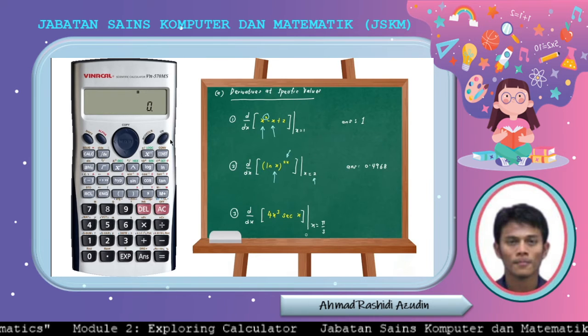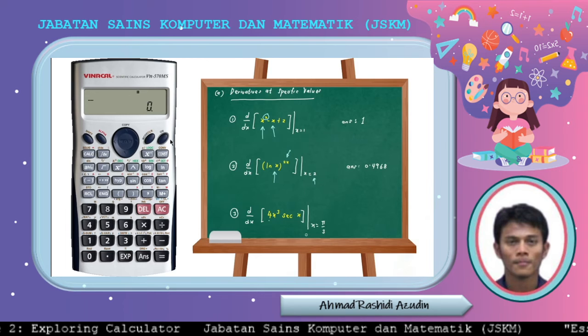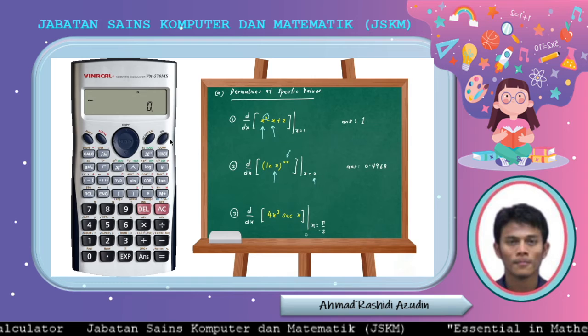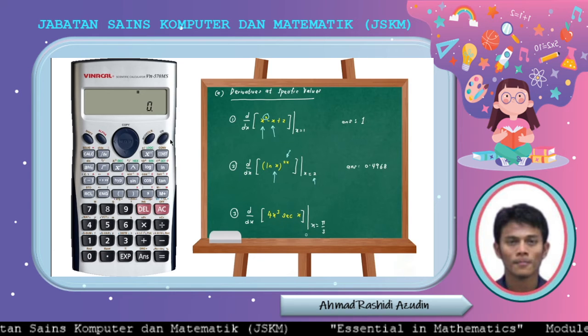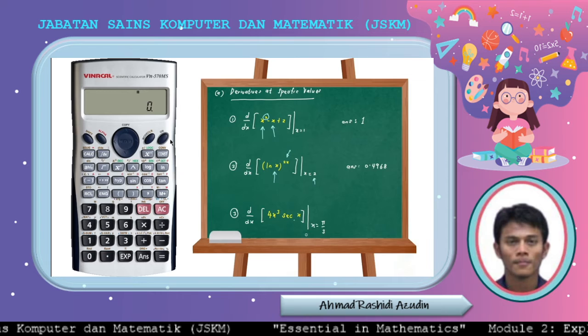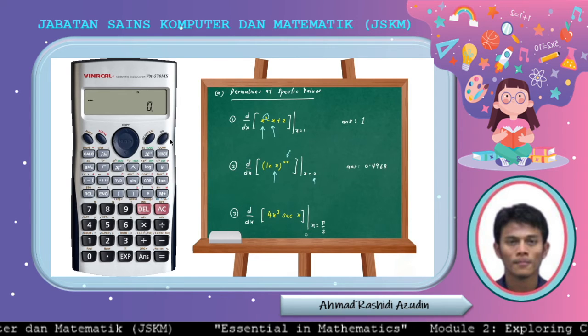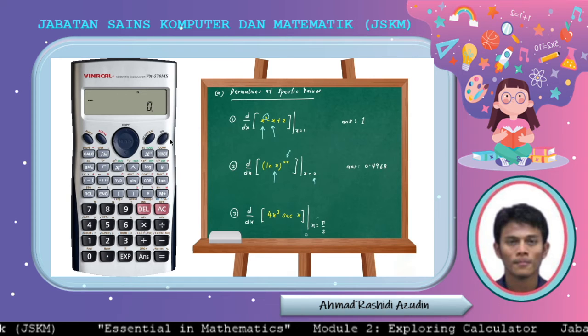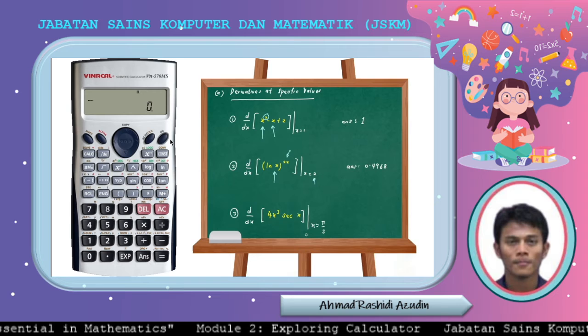Okay, now let's try another one, which is finding the derivative of this function 4x cubed multiplied by secant x when x equals to pi over 3. Notice that this function involves the trigonometric function secant x, and this value here x equal to pi over 3 doesn't have any degree sign. So this tells us that this value x equals to pi over 3 is in radian or real number.